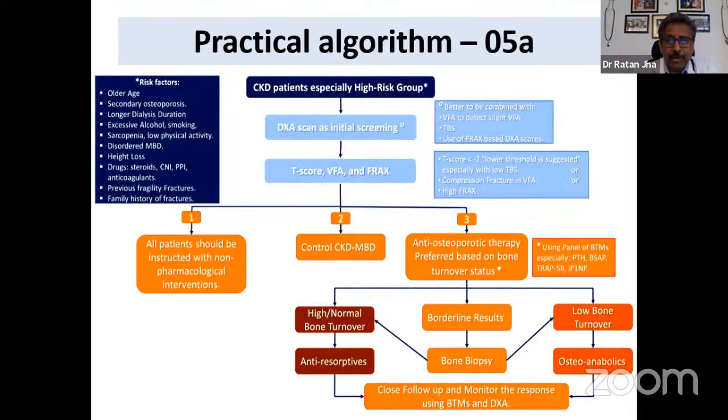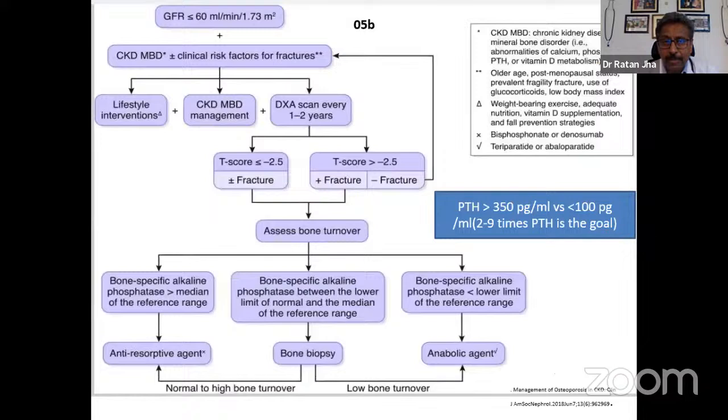So a practical algorithm for making a diagnosis and therapy is shown in the slide. If you suspect a patient to have osteoporosis based on the risk factors, do a DEXA scan, T-score, VFA, that is the vertebral fracture assessment, and FRAX score. And based on that, we need to decide. All patients will be instructed with the non-pharmacological interventions that I talked about, control the CKD MBD, and use anti-osteoporotic therapy based on the turnover markers: high turnover, anti-resorptive; low turnover, osteoanabolic therapies. And if you have borderline, we may have to do a biopsy or have a close follow-up to decide what to do based on the combination of bone turnover markers and DEXA scan.